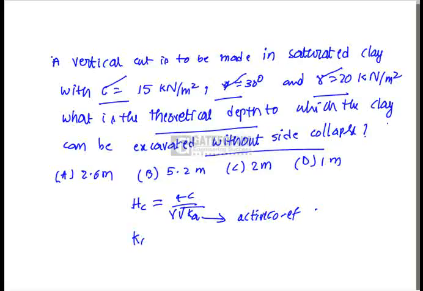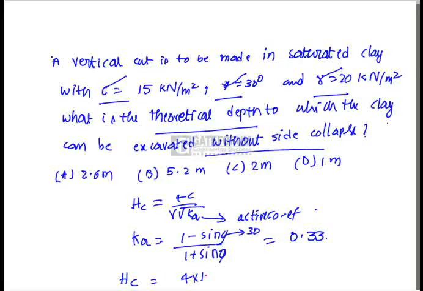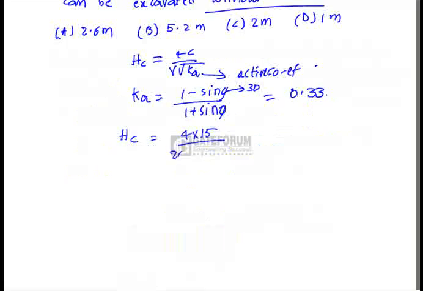Ka can be written as 1 minus sine phi by 1 plus sine phi. Here phi is 30 degrees, that is equal to 0.33. Hc can be written as 4 into 15 by 20 root 0.33. That implies 5.2 meters. Option B is correct.